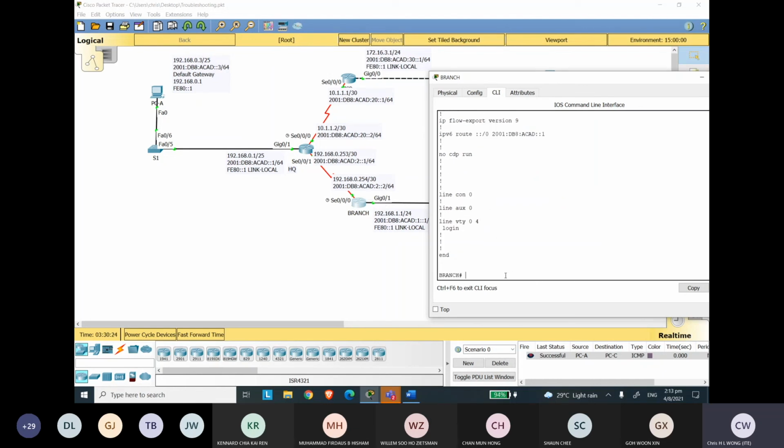Now you go to your branch router. I'm going to take that line out. Okay, config t, like Sean said. Then you put no in front, and then you put in the command there. Space. Take out this line.